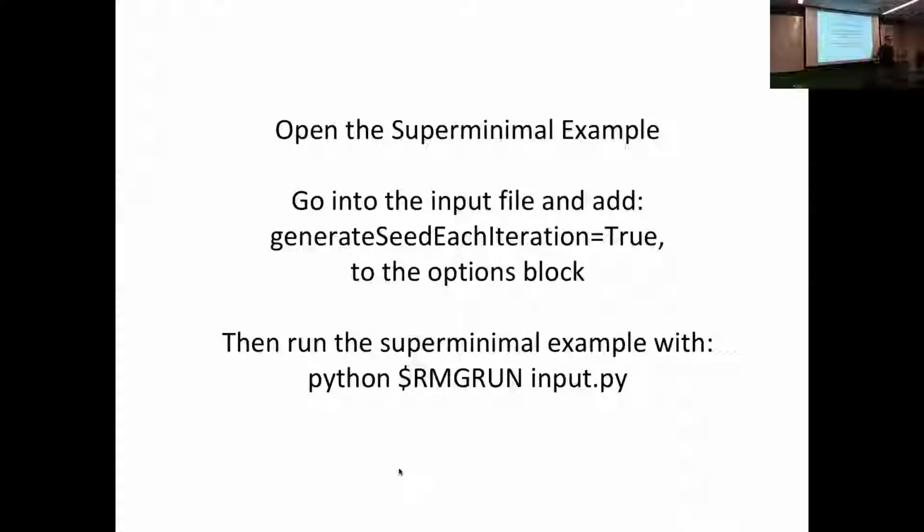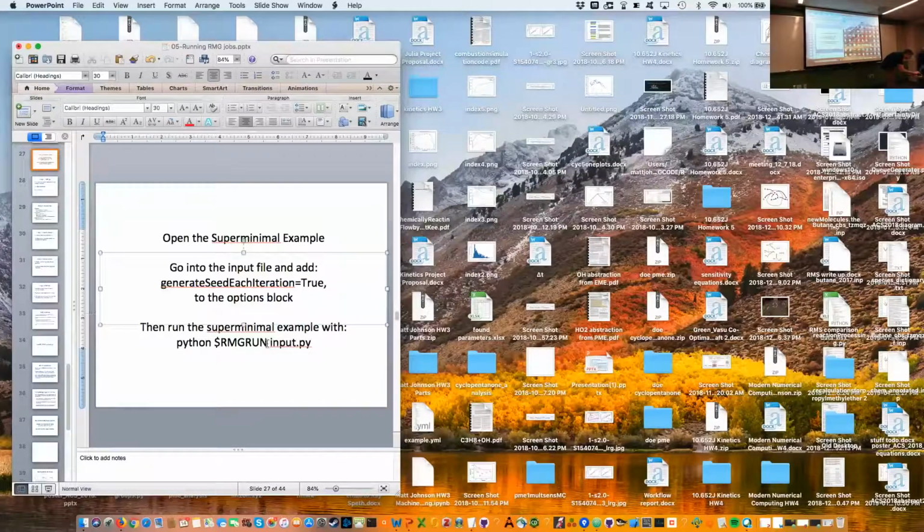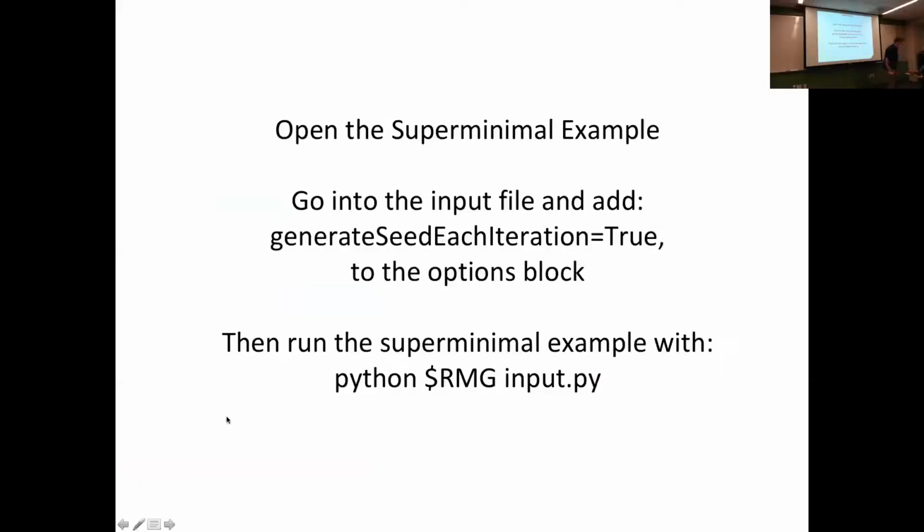Okay, so now we're going to take a look at RMG output. Now you all learned how to launch your RMG jobs. So now we go to the super minimal example, and then do this: python $RMG/rmg.py input.py. Sorry, that's how it is on my computer, I'll change that. Go into the input file and change generate seed each iteration, set it to true in the options block, and then run the RMG job.